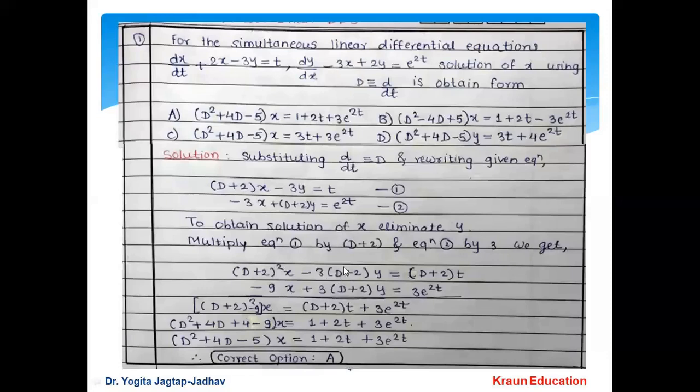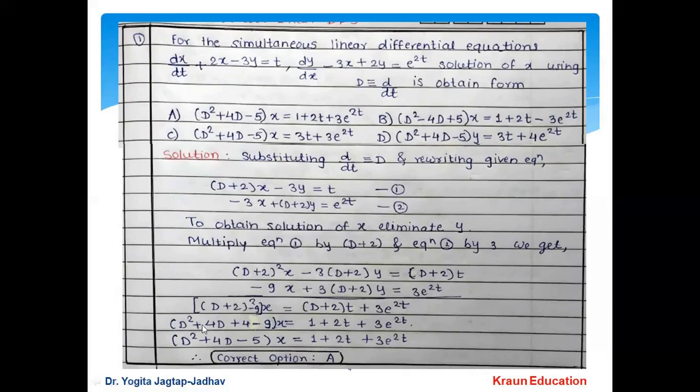Here we can see that when we multiply equation number 1 by D plus 2, each of the terms gets multiplied. Therefore, the first equation is of the form D plus 2 whole square x minus 3 times D plus 2 operating on y equal to, pre-multiplying by D plus 2, we get D plus 2 operating on t on the right side. And multiplying the second equation by 3, we have minus 9x plus 3 times D plus 2 operating on y equals 3 times e raised to 2t. Now here plus and minus terms get cancelled and we are left with only terms of x. Then this gives us D plus 2 whole square minus 9 operating on x equal to D plus 2 operating on t plus 3e raised to 2t.